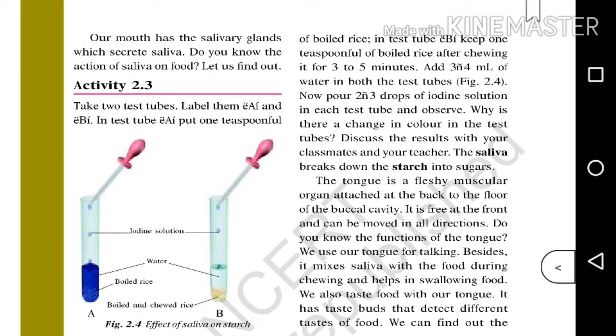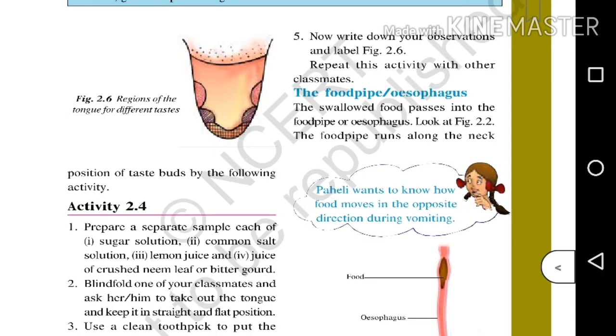So, tongue is a fleshy muscular organ and it is attached to the floor of our buccal cavity. Only one part of the tongue is attached, so the front portion is movable in all the directions. And the functions of the tongue include talking, mixing of saliva, and it also helps you swallow food. Tongue also contains taste buds which help you taste food. Its functions include talking, mixing of saliva, swallowing food, and the process of tasting.